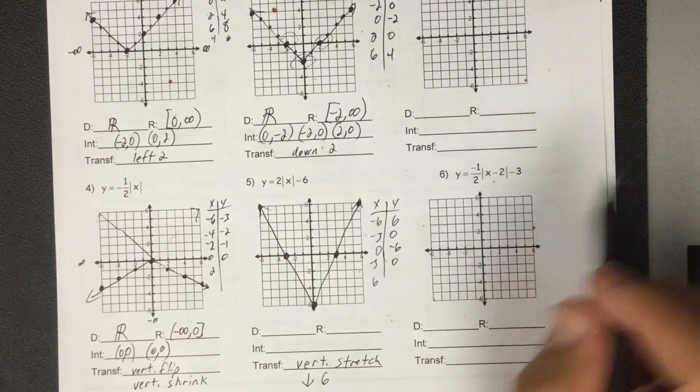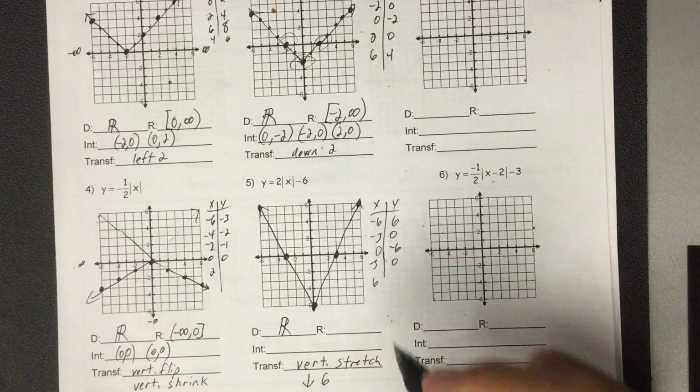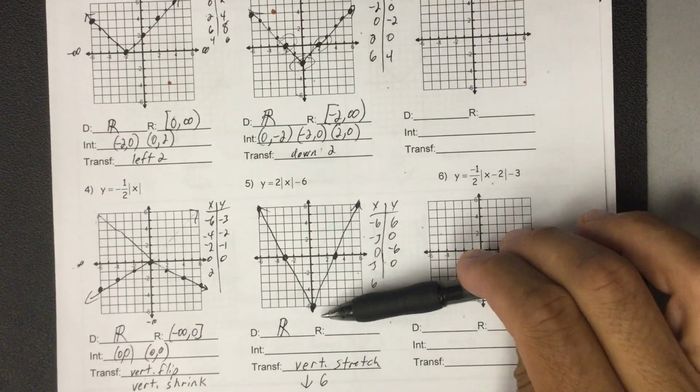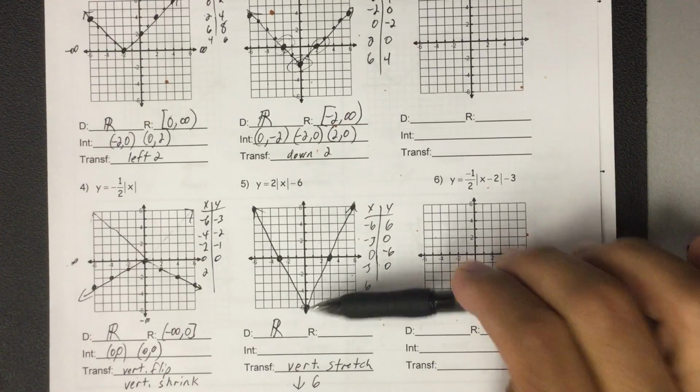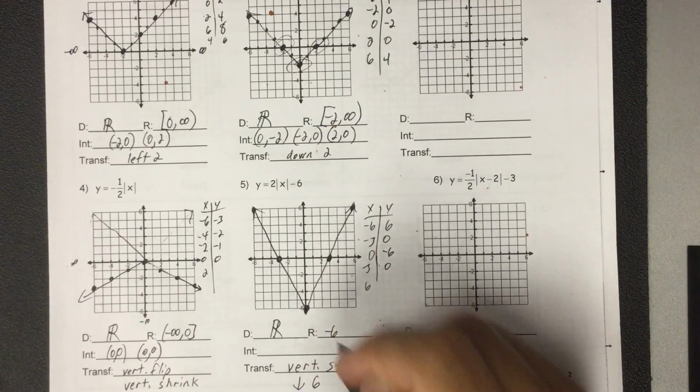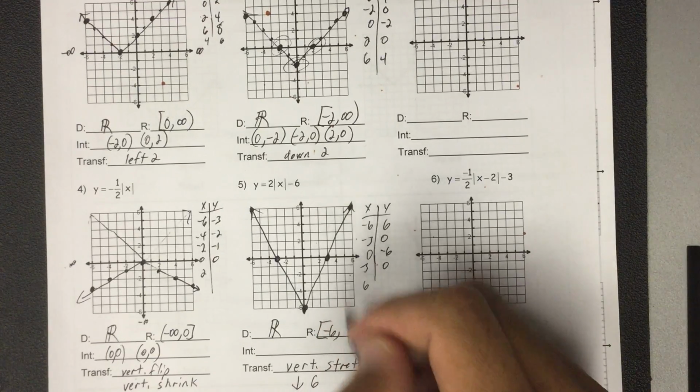The domain, again, arrow left, arrow right is all real numbers. And the range, where does this start? If I start on the bottom, I start coming up from negative infinity. Right here at negative 6 it starts. And it goes all the way up to infinity.